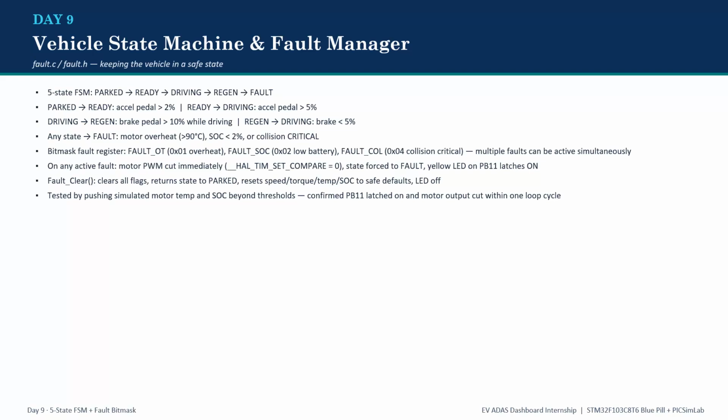So the vehicle moves from parked to ready once the accelerator pedal exceeds 2%, and we move from the ready state to the driving state once the accelerator exceeds 5%. Driving moves to regeneration state when the brake pedal exceeds 10%, and the regeneration returns to driving once the brake drops back below 5%. But from any state, a critical fault forces an immediate jump to fault state.